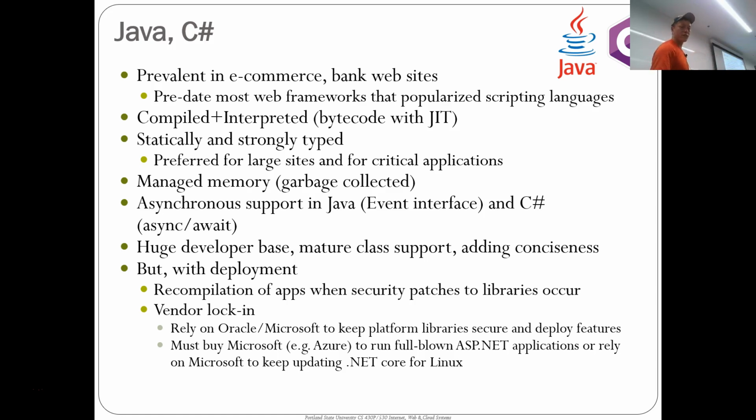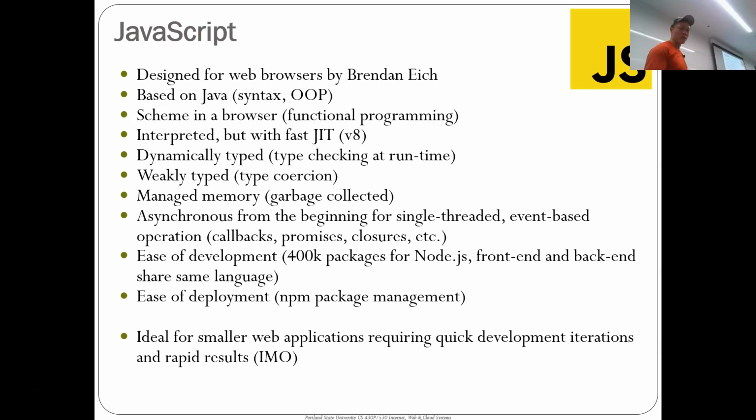So if it's a vendor-controlled ecosystem, like sort of Java and C# was, then that's your supply chain. But at least you have someone to call when your supply chain is messed up, which is what we'll get to later. And then the next one is JavaScript.